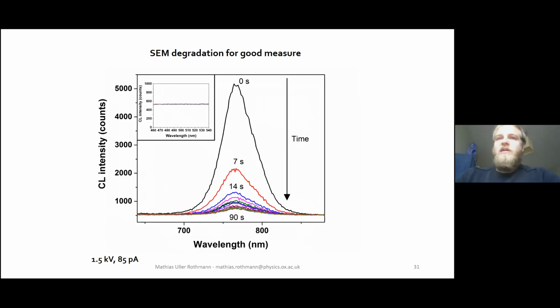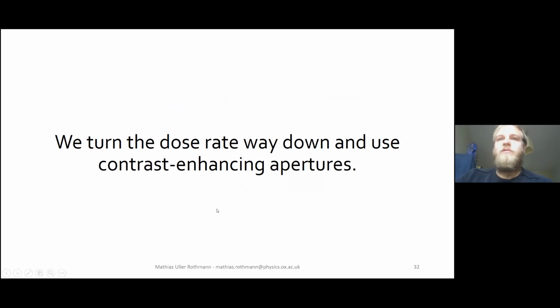We can also see how the actual emission spectrum degrades over time, just for good measure. Here's the CL emission, so again, like photoluminescence, but with the electrons instead. And our signal decreases really, really quickly. This is not because we're forming additional lead iodide. We expect to see a peak around 500, but what's going on is the electron beam is just frying the perovskite. So it's quite a high dose, quite a high current and quite a low voltage, but we still see a lot of damage. So what we need to do is turn down the dose rate.